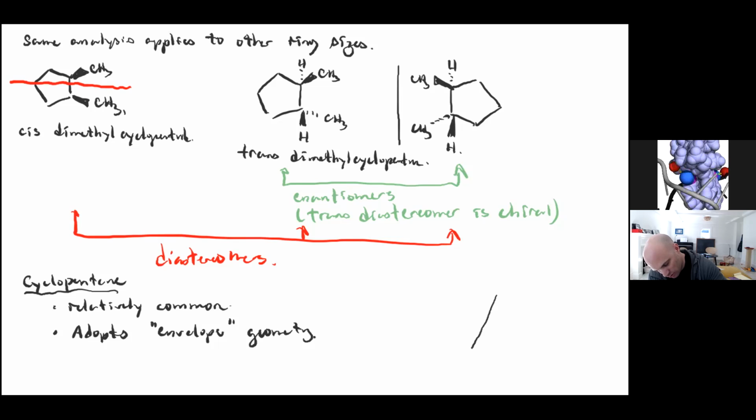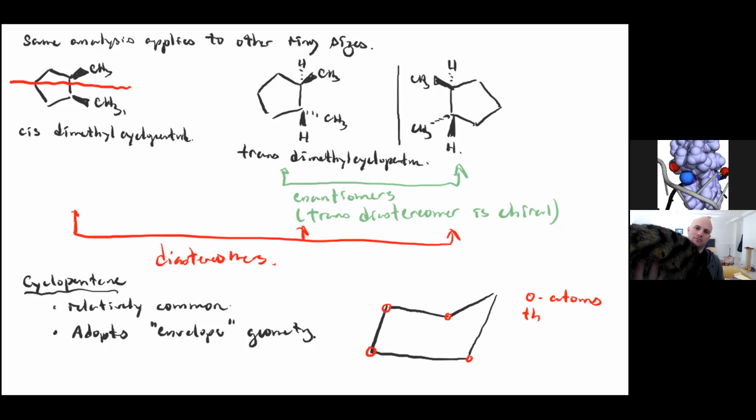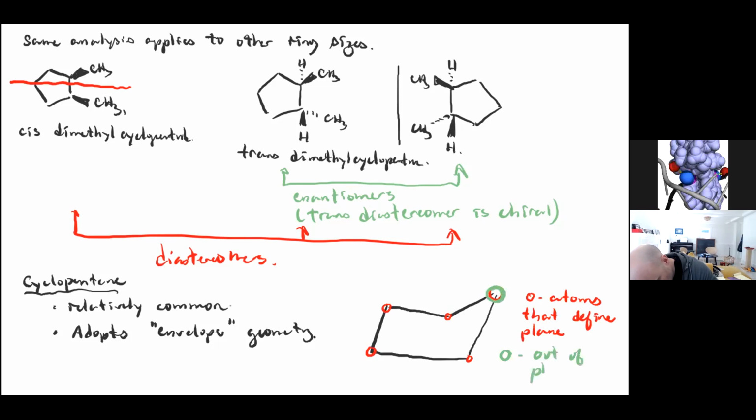So in this geometry, you have a plane defined by 4 carbon atoms. So if I just circle these, and then there's 1 carbon that is out of plane. Okay.